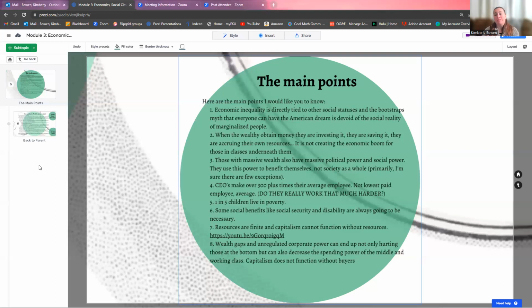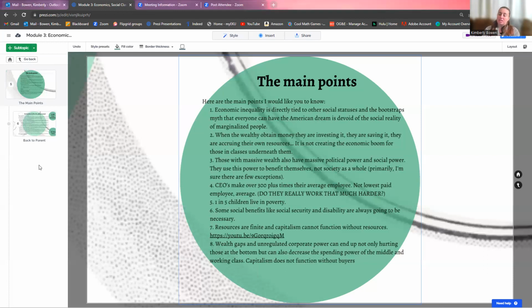Those with massive wealth and power also have massive political and social power. They use this to lobby for things that benefit them, for deregulation of safety things, to deregulate things like labor unions, etc. And primarily, those people with massive wealth are going to work to benefit themselves. They are not there to benefit society as a whole.